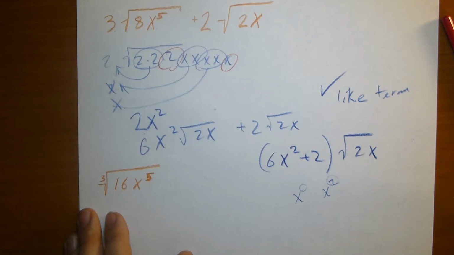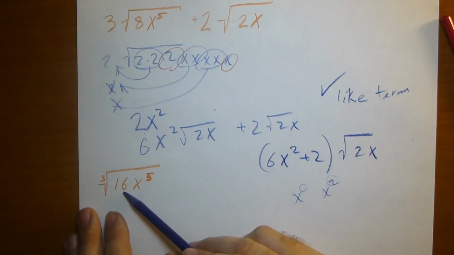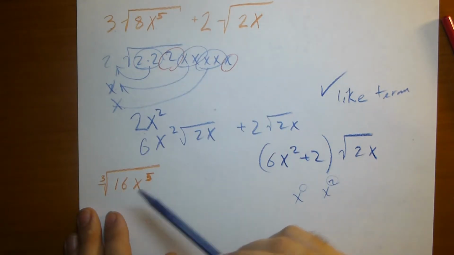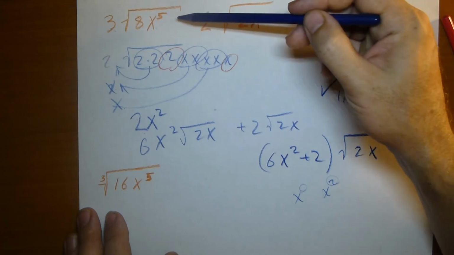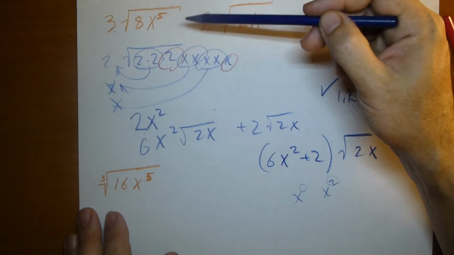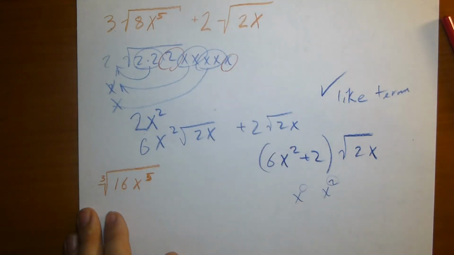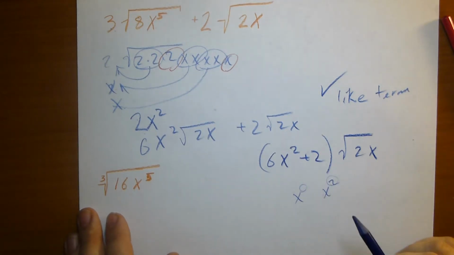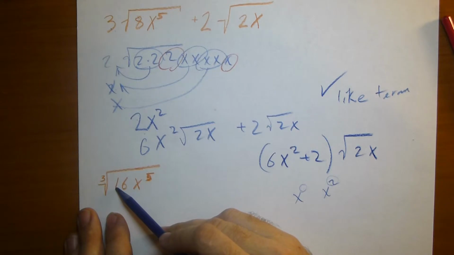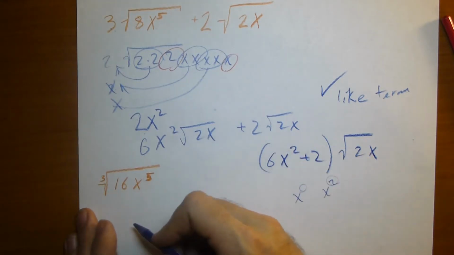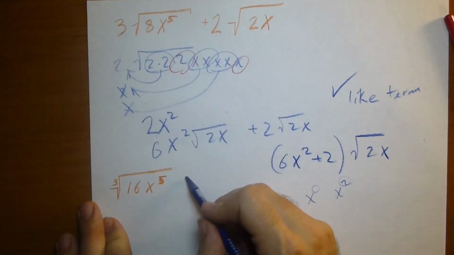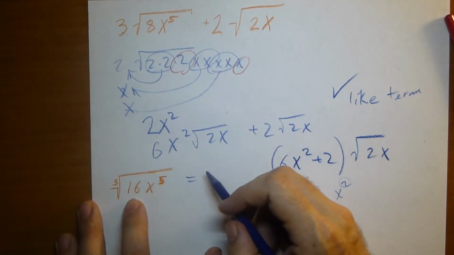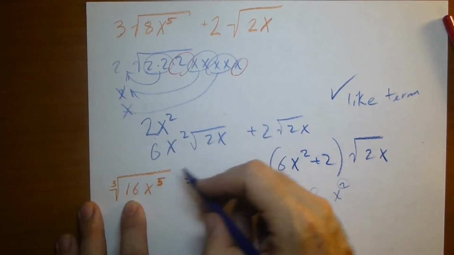Now, like I said, the trick with adding these is simplifying first. That's the whole trick. That's the hard part. So, can we simplify this? That's just what I'm focused on right now. 16 is, let's see, the square root of, or actually, no, it's the cube root.